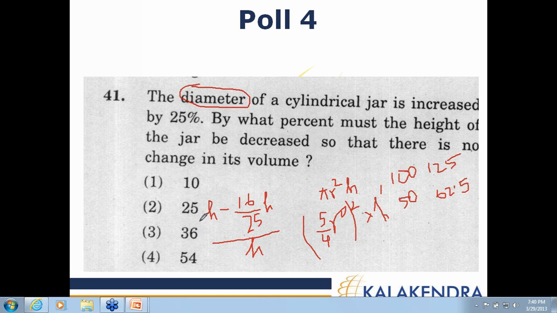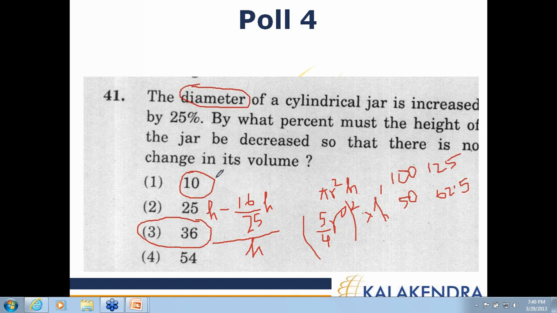So those of you who've marked 36% are fairly right. Now, many of you have also marked 10%. I don't know where that comes from, but logically speaking, the radius or the diameter of the cylinder has a r square impact on the volume, that is a 2 times impact on the volume, and that is increased by 25%. Common sense tells me that the height must be decreased by more than 25% in order to compensate for that increase.